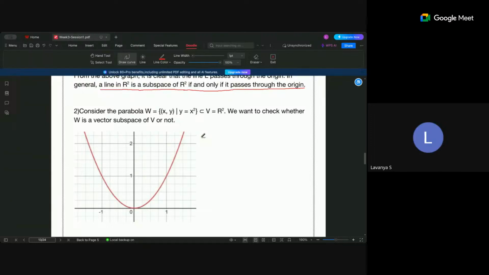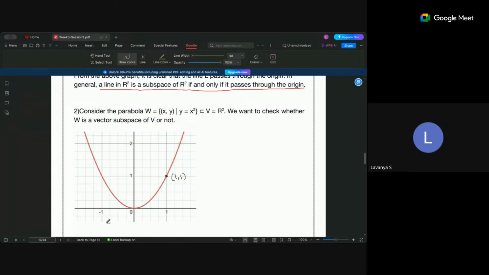What happens to scalar multiplication? The very first intuition is that scalar multiplication means it should be along a line. Whatever you do in scalar multiplication, the multiplied vector will lie on a line, not along a curve. Suppose I am taking a vector passing through the point 1 comma 1. All the scalar multiples should lie inside this set W for me, then only it is a subspace.